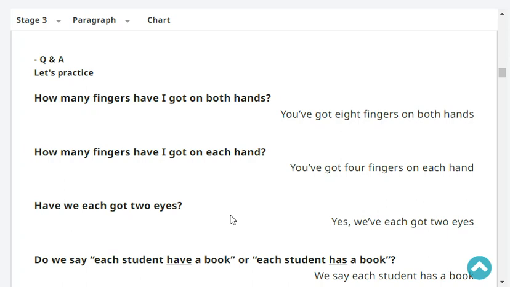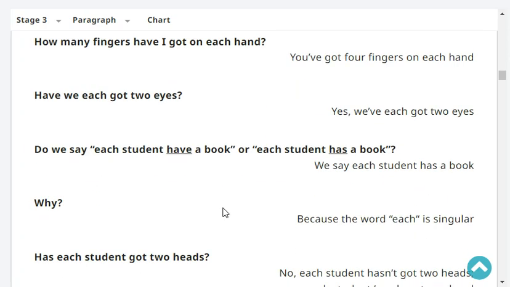Have we each got 2 eyes? Yes, we've each got 2 eyes. Do we say each student have a book or each student has a book? We say each student has a book. Why? Because the word each is singular.